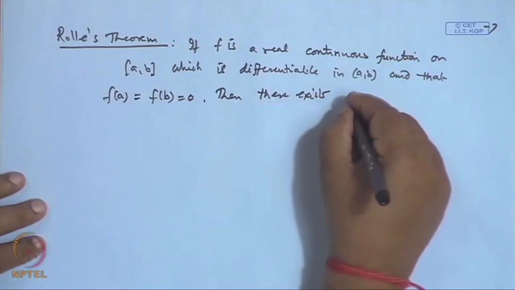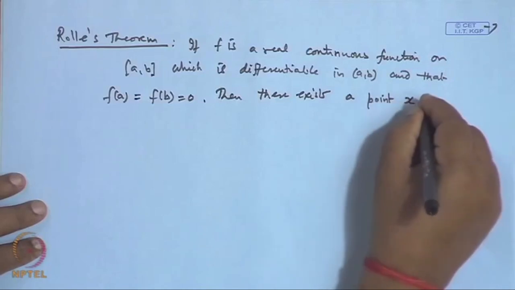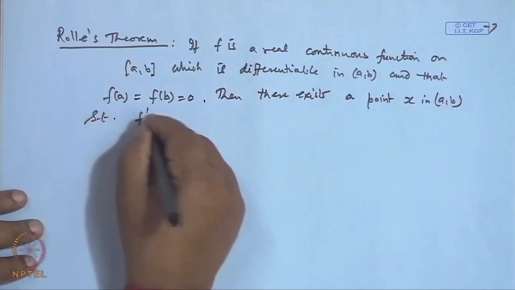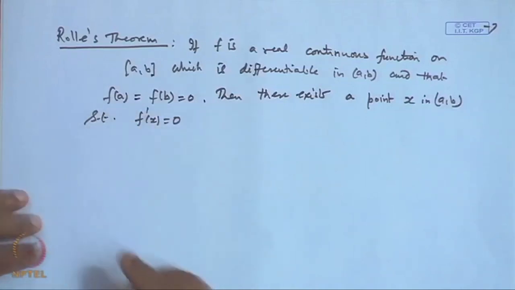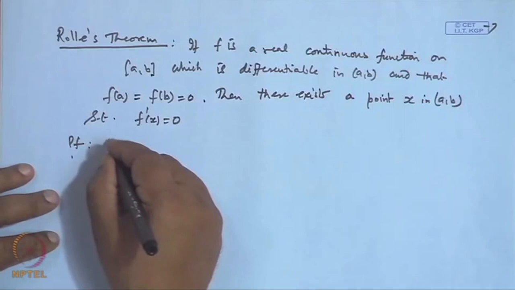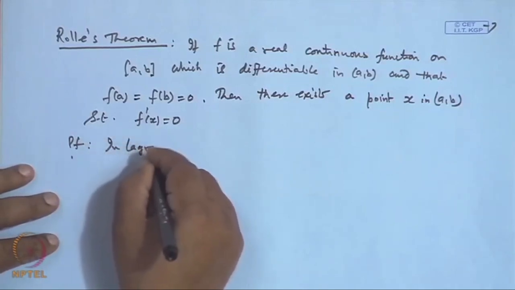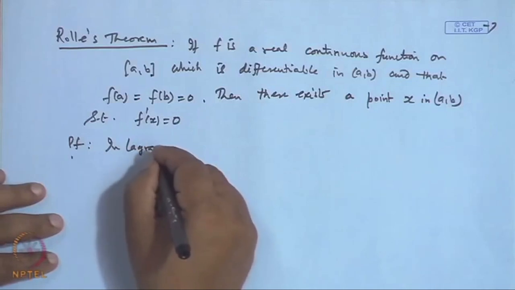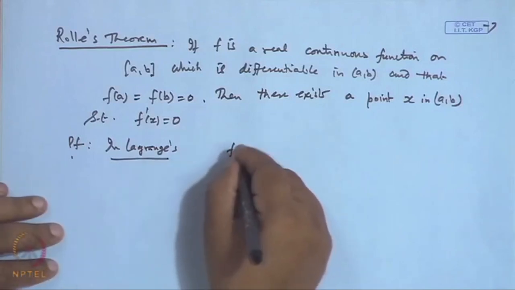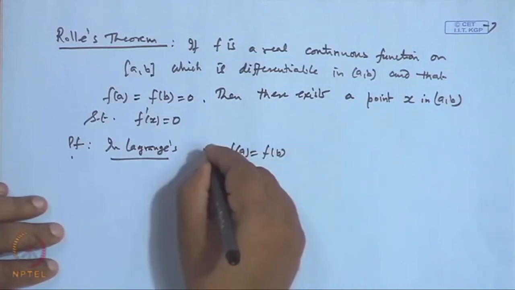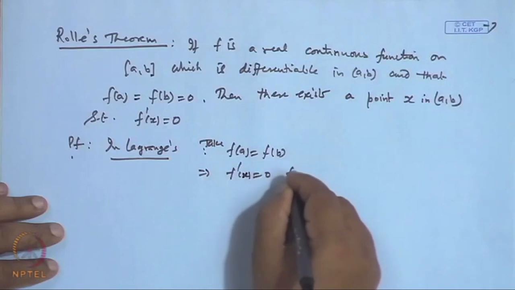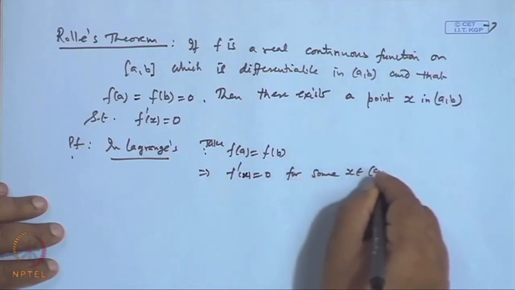Then there exists a point x in the interval (a, b) such that the derivative of the function at this point is 0. The proof follows again from Lagrange's mean value theorem. In Lagrange's case, if we take f(a) equal to f(b), then this implies the derivative of the function must be 0 for some x belonging to the interval (a, b).